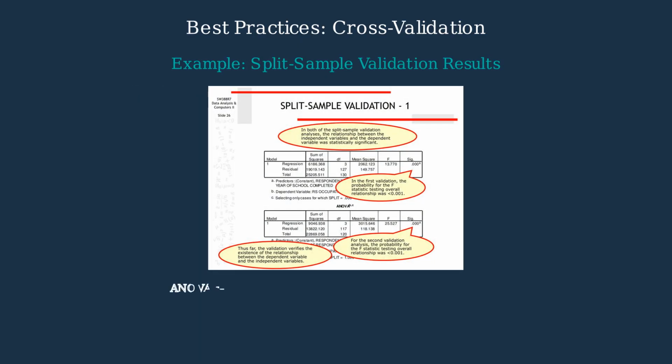Here's an example of split sample validation results using ANOVA tables. Notice how both samples show statistically significant relationships between the predictors and dependent variable, indicating that the model generalizes well across different data subsets. Another powerful approach is k-fold cross-validation.